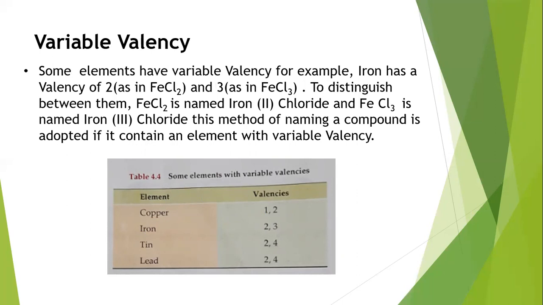So some elements are shown with variable valency, like copper valency is 1 or 2, iron valency 2 and 3, tin valency 2 and 4, lead valency 2 and 4.